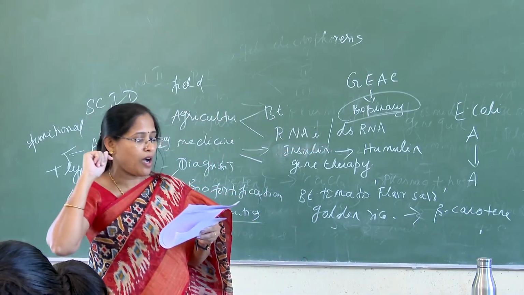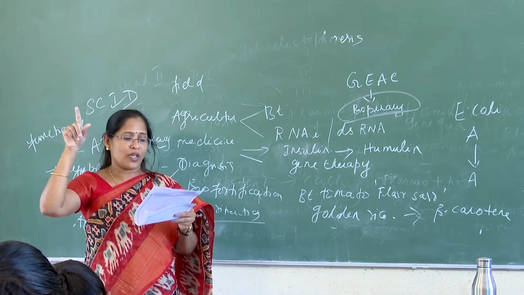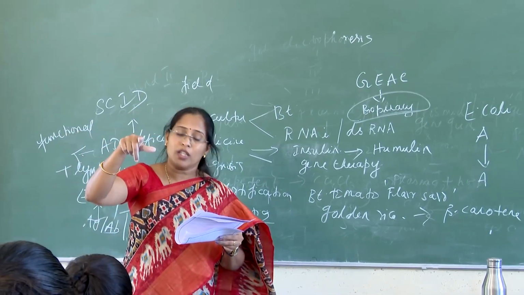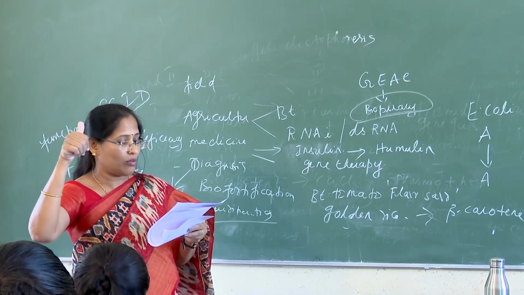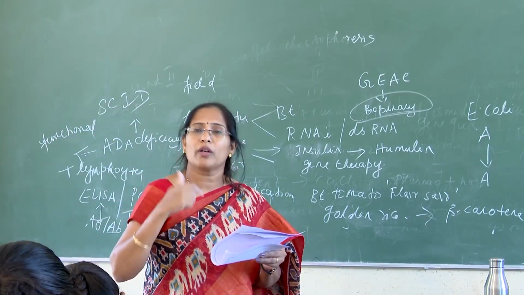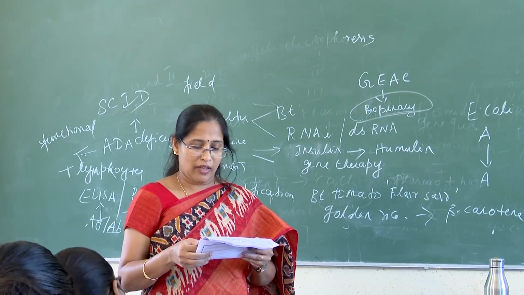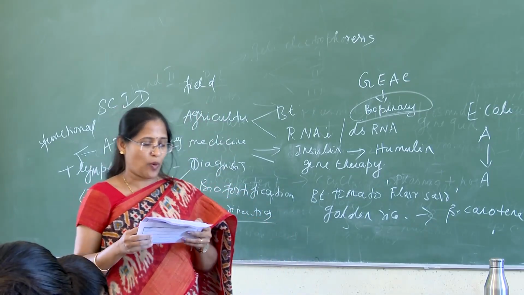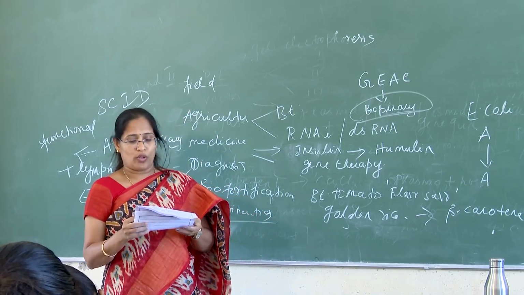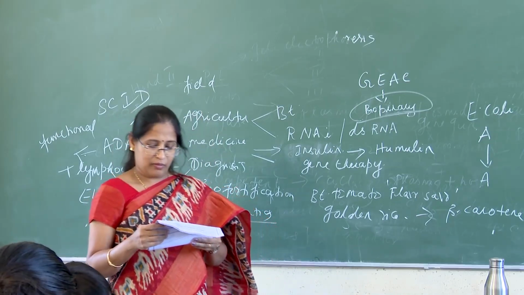The last one is EcoRI, Roman numeral I indicates that it is the first type of enzyme isolated from E. coli strain RY13. Yes or no? Yes. So what is the option now? C. Yes, 1, 2 and 4. Yes, C it is. Right.